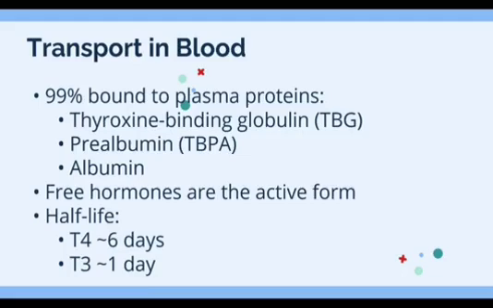How the thyroid hormones are transported in the blood. The thyroid hormones, 99%, are bound to plasma proteins like thyroxine binding globulin, prealbumin and albumin. Free hormones are the active forms. In the blood, the half-life of T4 is about 6 days and T3 is about 1 day.